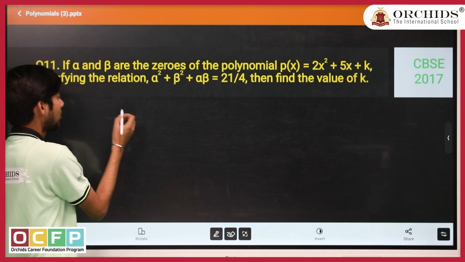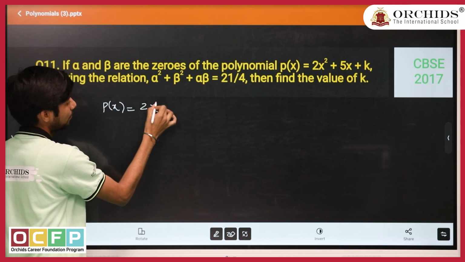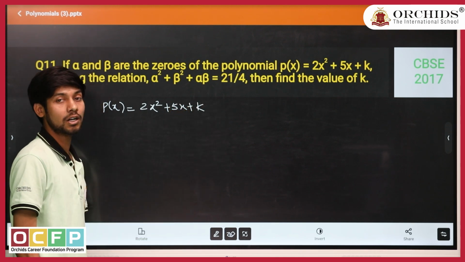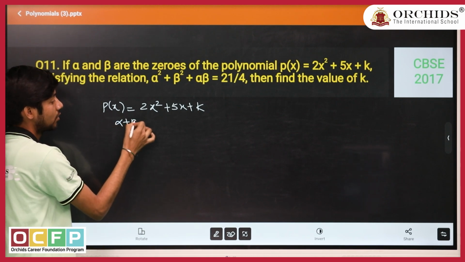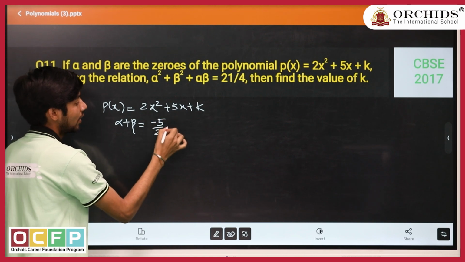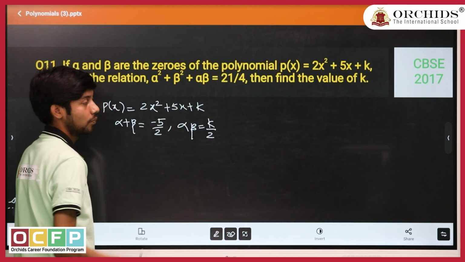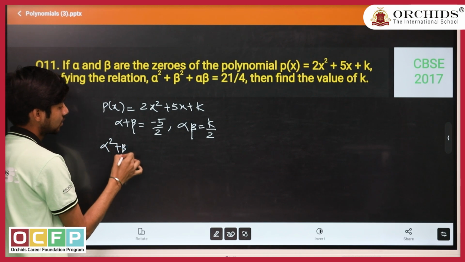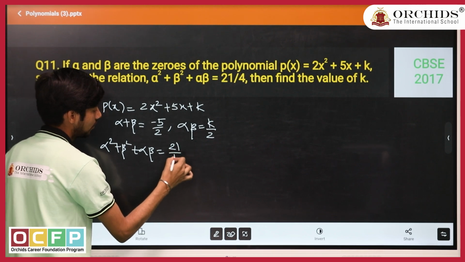Okay, so given polynomial, what is that? p(x) is equal to 2x square plus 5x plus k. If we consider that alpha and beta are the zeros of this polynomial, we will write alpha plus beta is equal to minus b by a, that is minus 5 by 2, and alpha into beta is equal to c by a, that is k by 2. What condition is given? Alpha square plus beta square plus alpha beta equal to 21 by 4.